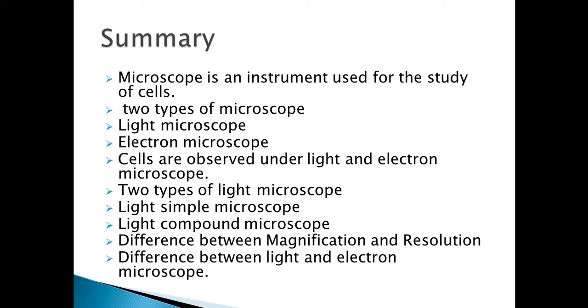So this is the summary of your chapter, or you can say lecture. Microscope is an instrument used for the study of cells. We have learned two types of microscope: light microscope and electron microscope. Cells are observed under light and electron microscope. Two types of light microscope: light simple microscope and light compound microscope.